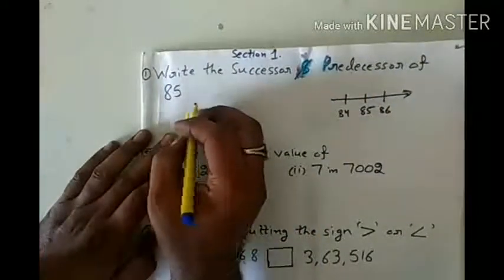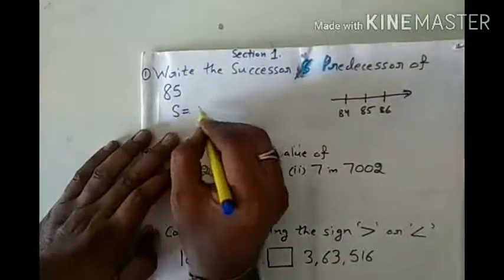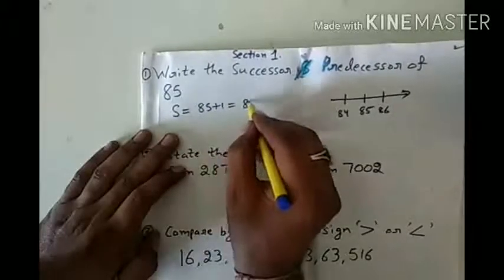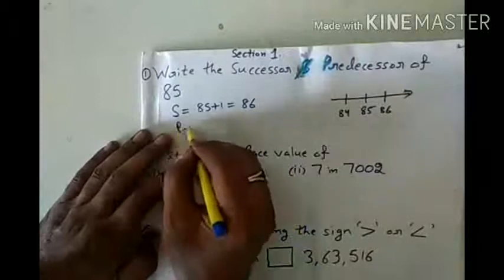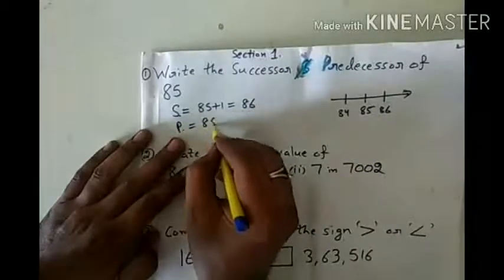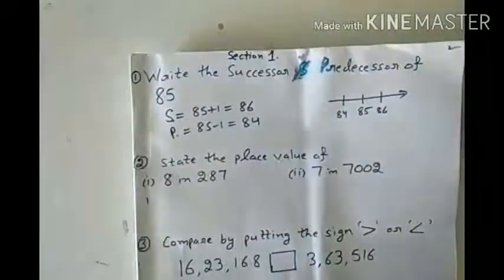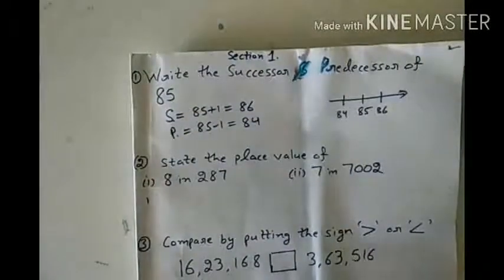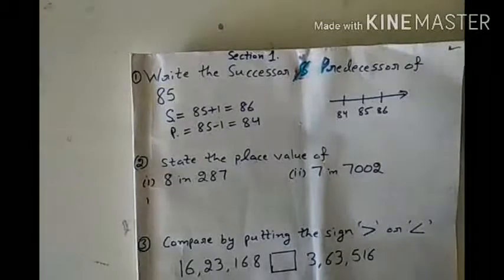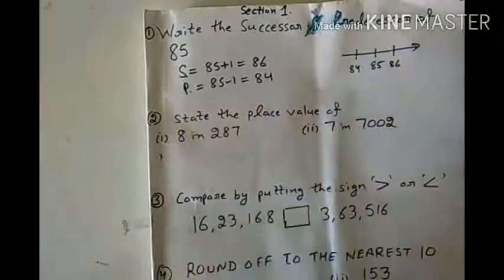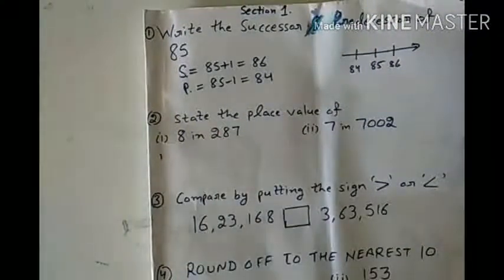In order to find the successor, I will write S and I will add 1 to 85. So this is 86. And P for predecessor, I will subtract 1 from 85, that is 84. So in this way we can find the successor and predecessor of any given integer or number. Now state the place value of 8 in 287 and 7 in 7002.